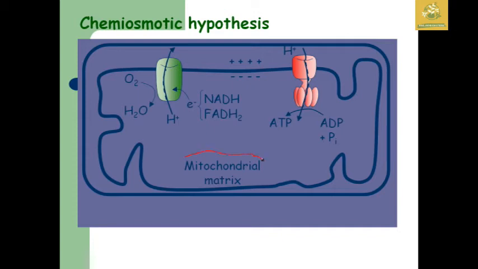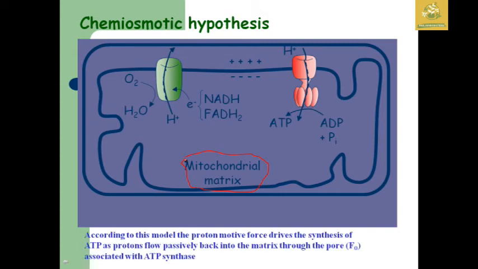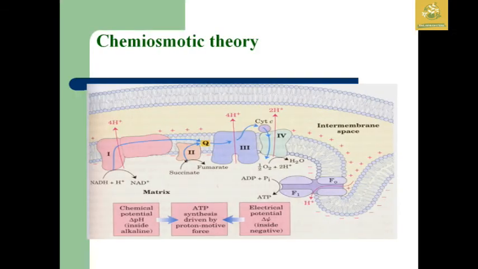So you need to remember this whole process was done in the presence of the mitochondrial matrix, as stated by the chemiosmotic hypothesis. According to this model, the proton motive force drives the synthesis of ATP as protons flow passively back to the matrix through the pore of F0, associated with ATP synthesis. That is how the reaction occurs, and the chemical potential of pH is such that the inside is alkaline and the outside is negative.